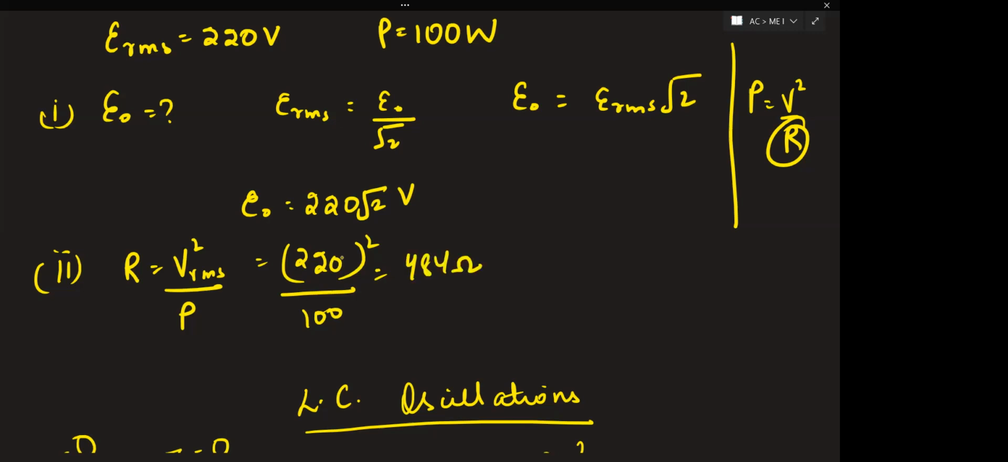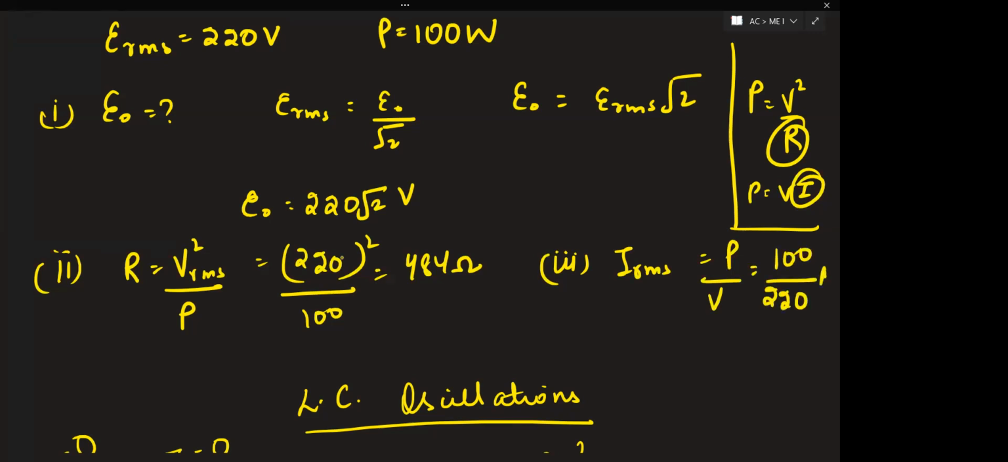And the third part is asking IRMS. See, for IRMS, P is equal to VI. So I will be equal to power by V. Power is 100, V is 220. This much of amperes will be the answer. So I think this should be around 0.45 amperes. Just cross check your calculations once.